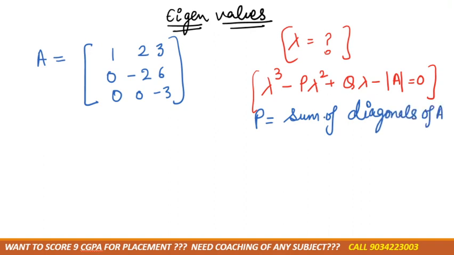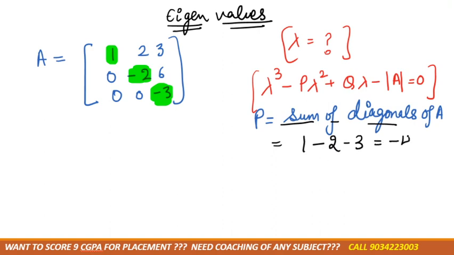of A. Suppose we have this matrix, correct? In this, as you know, the diagonal of the matrix is 1, minus 2 and minus 3, correct? So it would be how much? Sum of diagonals means 1 minus 2 minus 3, which is how much? Minus 4. So we got the value for p, correct? Similarly, we need to calculate the value for q.